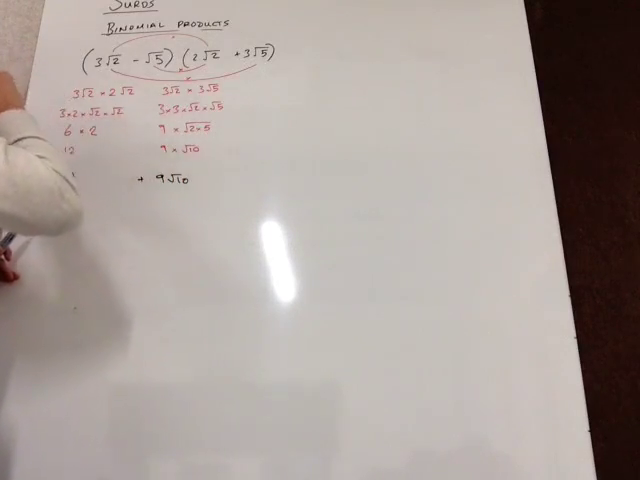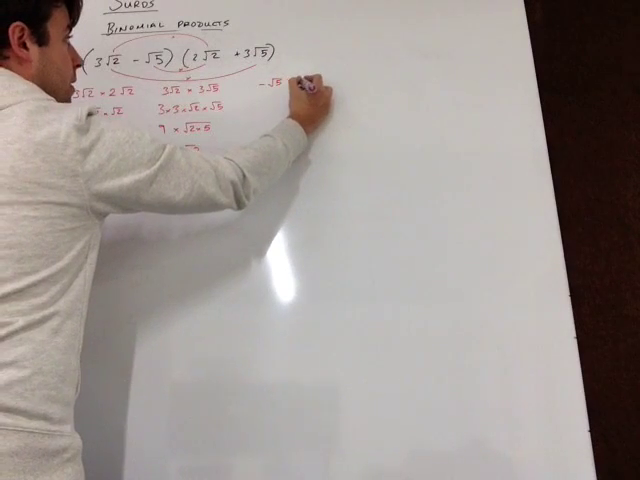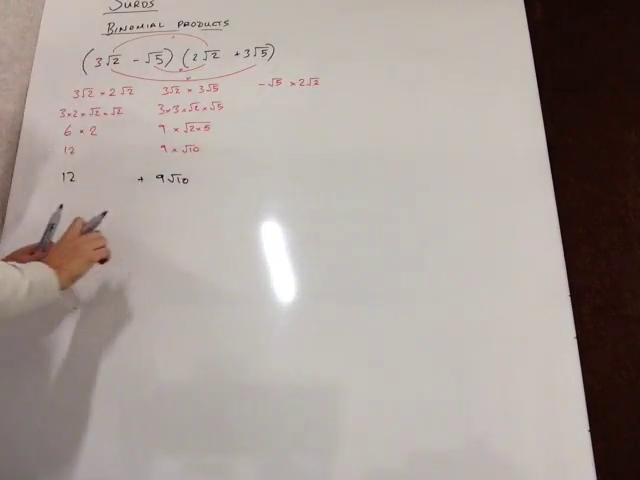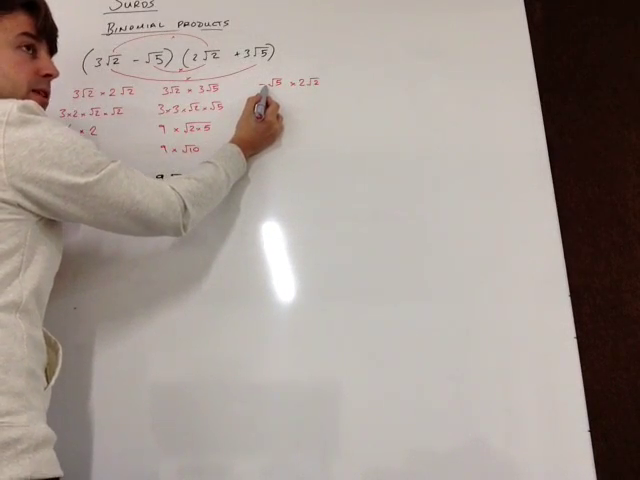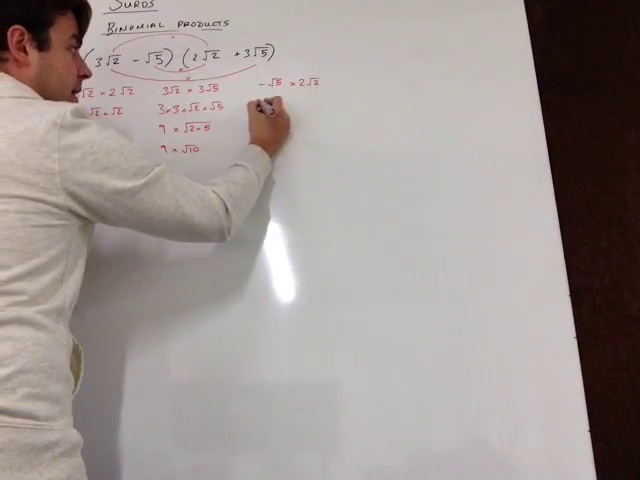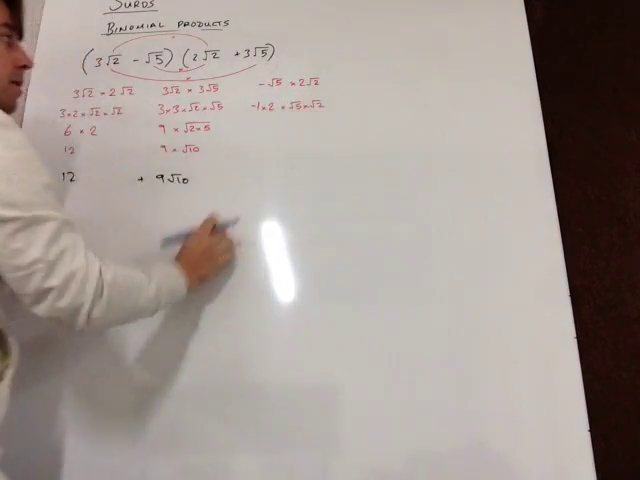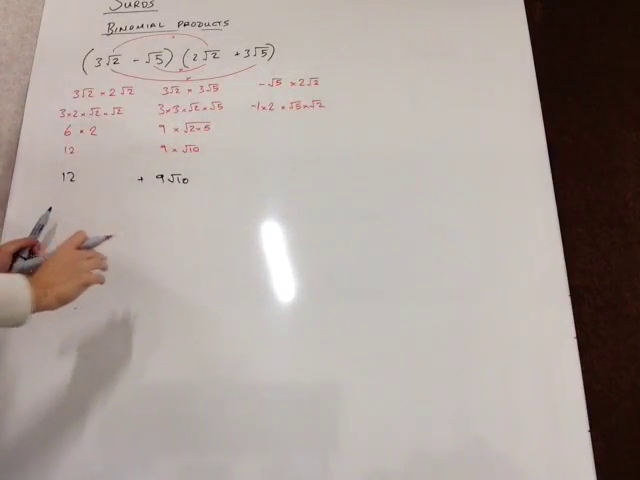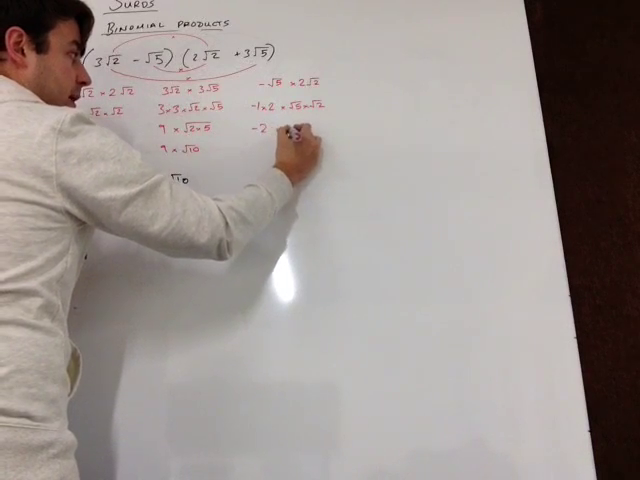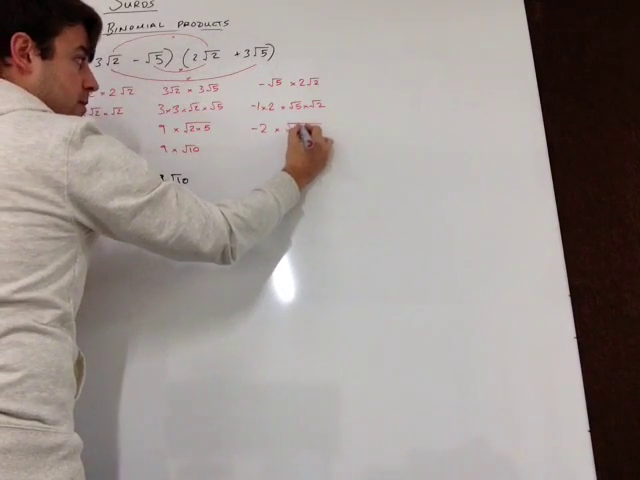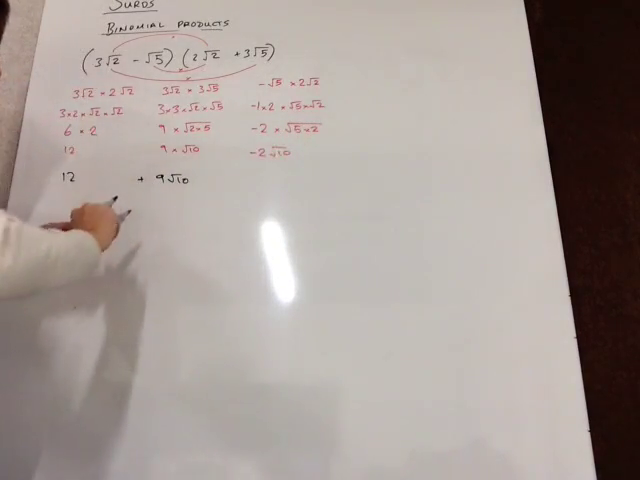Alright, so now we're on the inside, which is minus root 5 multiplied by 2 root 2. Well, the number in front of that root 5 that's not written is obviously a 1. So I'm looking at negative 1 multiplied by 2 multiplied by root 5 multiplied by root 2. That's just rewritten. Minus 1 times 2 is negative 2 multiplied by, again I can put it into the same square root, 5 times 2, which gives me negative 2 root 10.